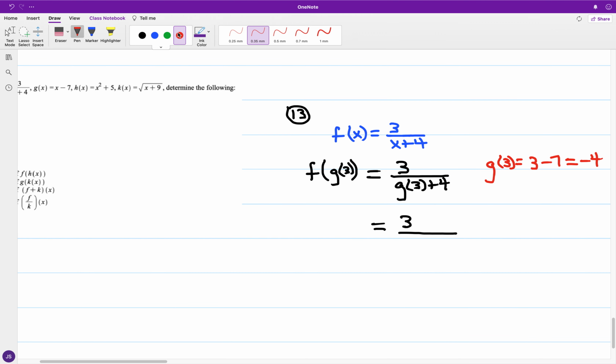So we're now looking at 3 over -4 plus 4. And guess what? We have 3 at the top, and -4 plus 4 is 0. For a fraction to be defined, the denominator cannot be 0. And since I got 0 on the bottom, this composition is going to be undefined.